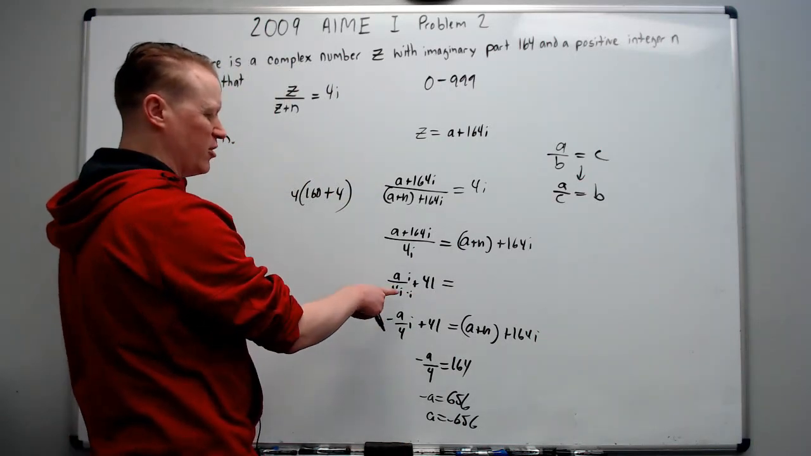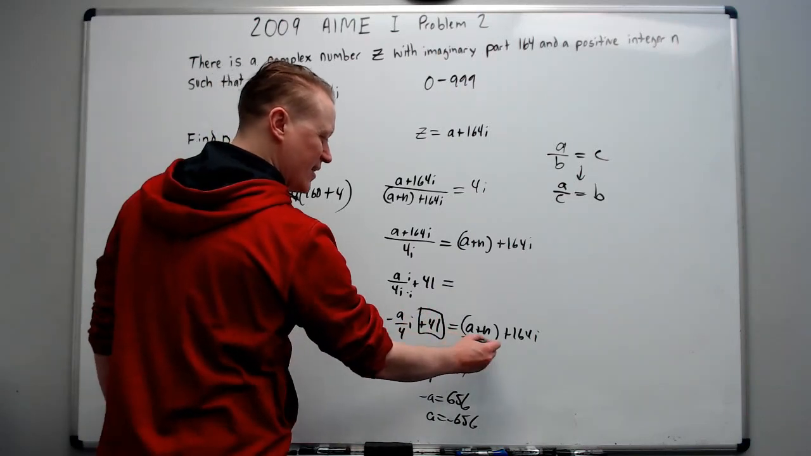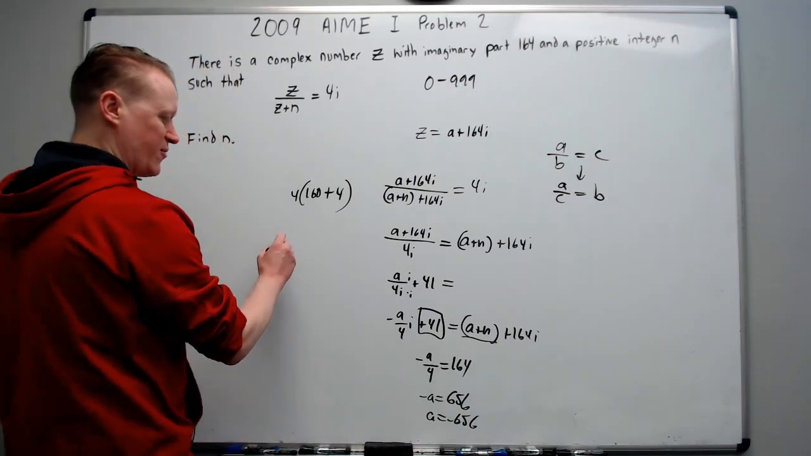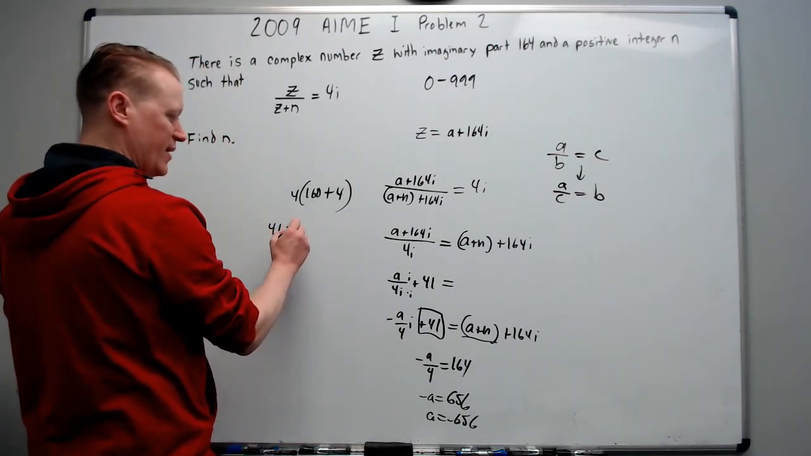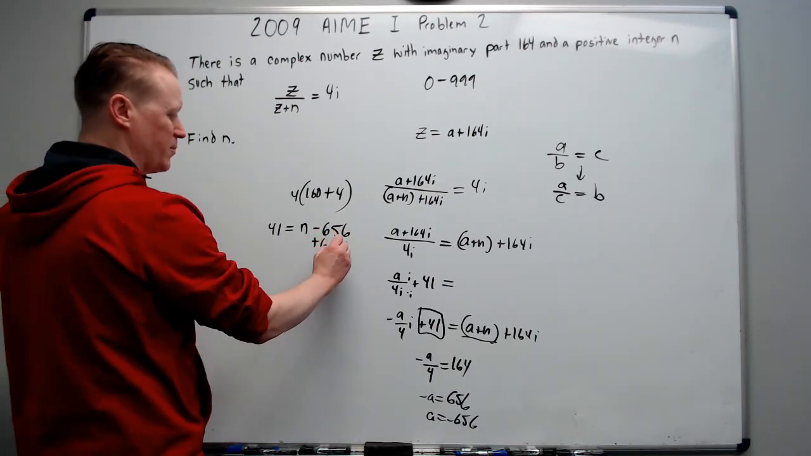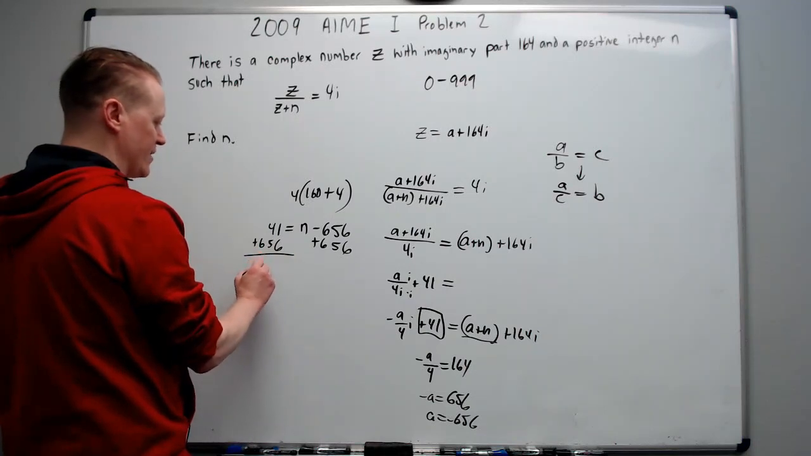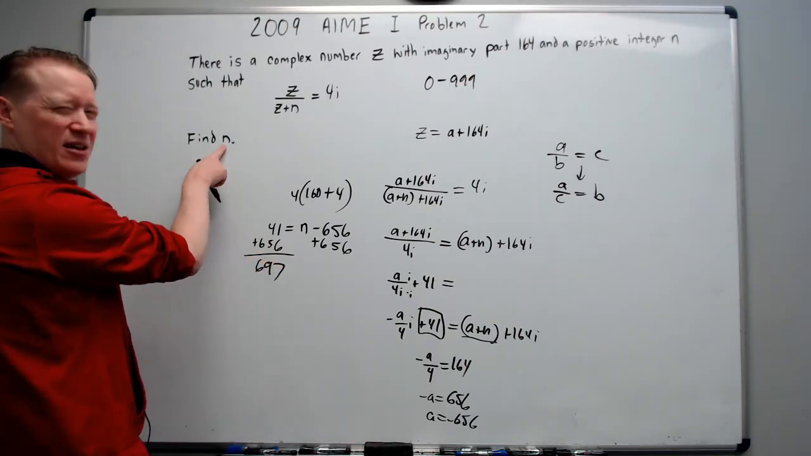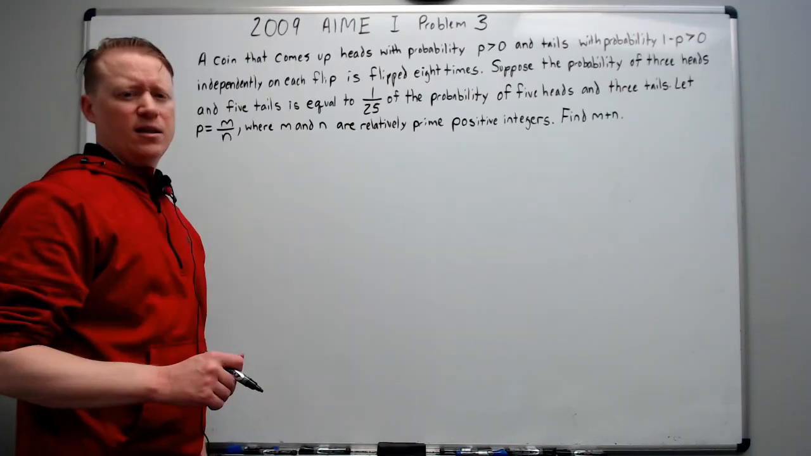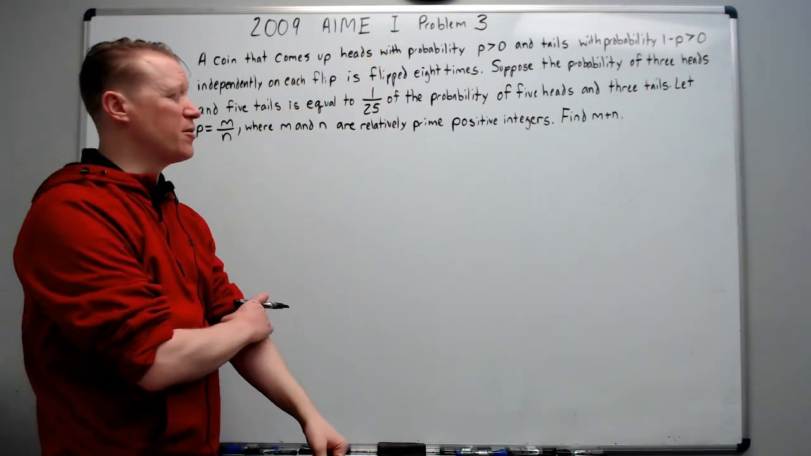Okay, now we just need to come over here. This 41 is the real part, and it has to equal the other side's real part, and we know that a is negative 656. So 41 is equal to n minus 656. We simply add the 656 to both sides, and you will get 697, which is what n is equal to, and is the answer. All right, continuing on, this is the 2009 AIME 1 problem number 3.